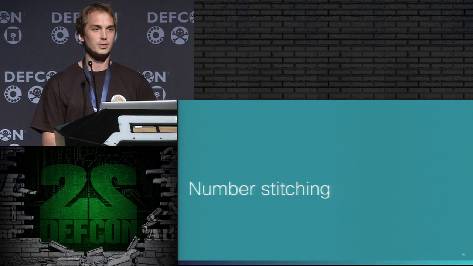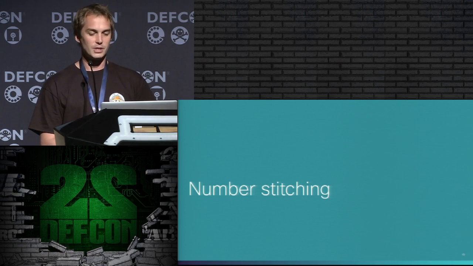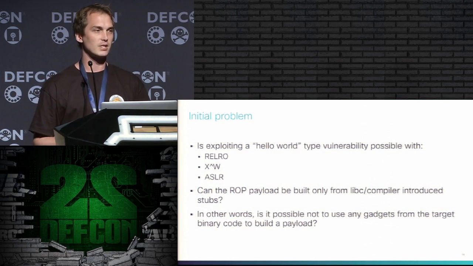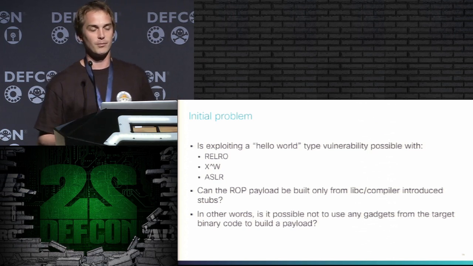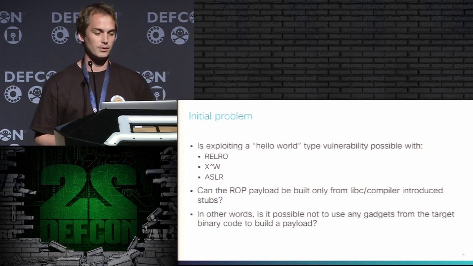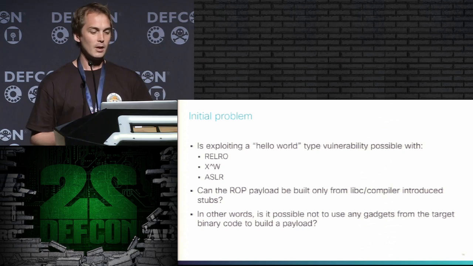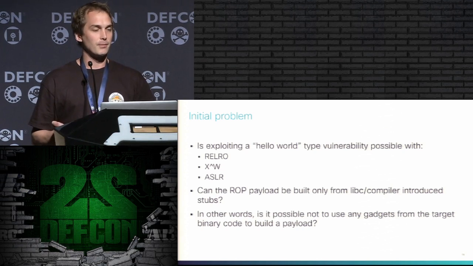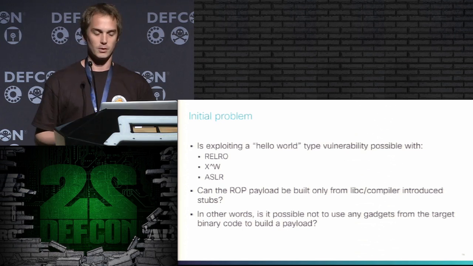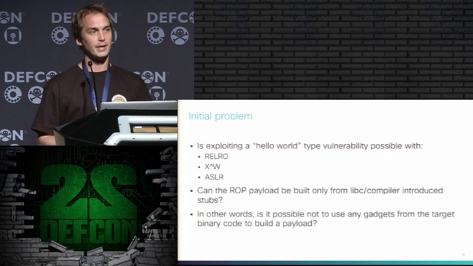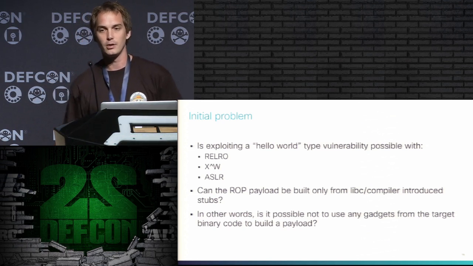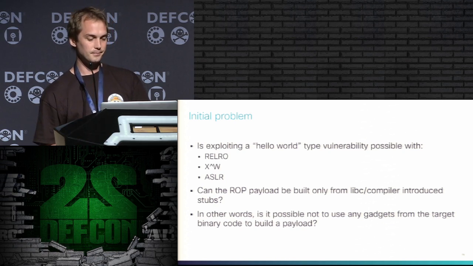Okay, so here I'm going to introduce number stitching. I was asking myself the question: is it possible to exploit a hello world type vulnerability with most memory protections enabled? I won't consider stack canaries and all that in this talk. But basically, a gross programming mistake, where you copy a user-supplied argument with string copy and get a buffer overflow or something like that, is it exploitable with everything enabled? And also, can I exploit this independently of what the program does, using only the compiler or libc stubs?